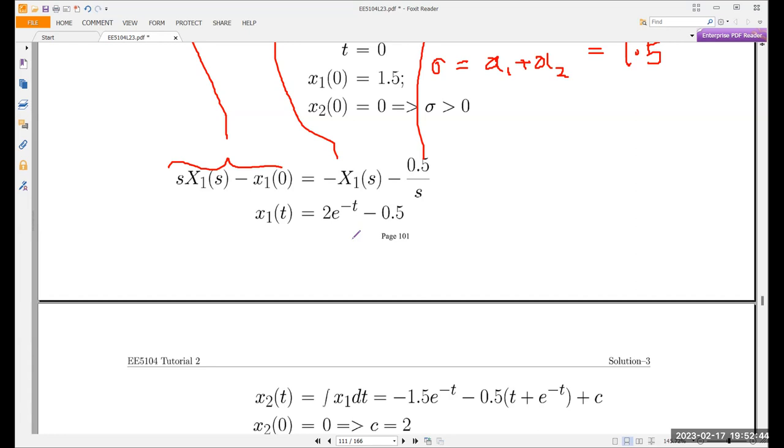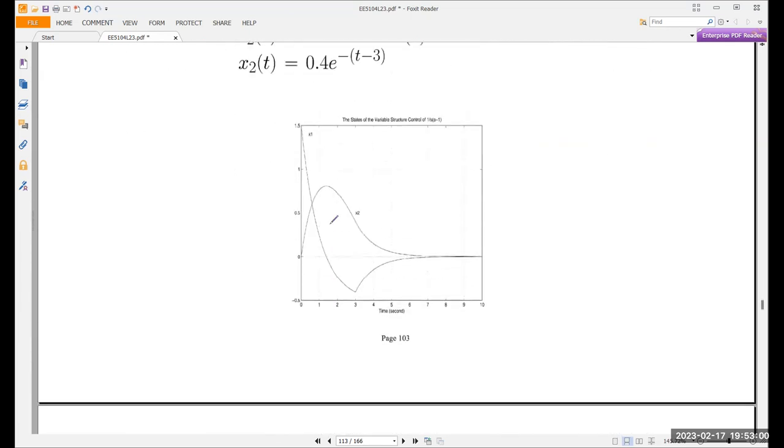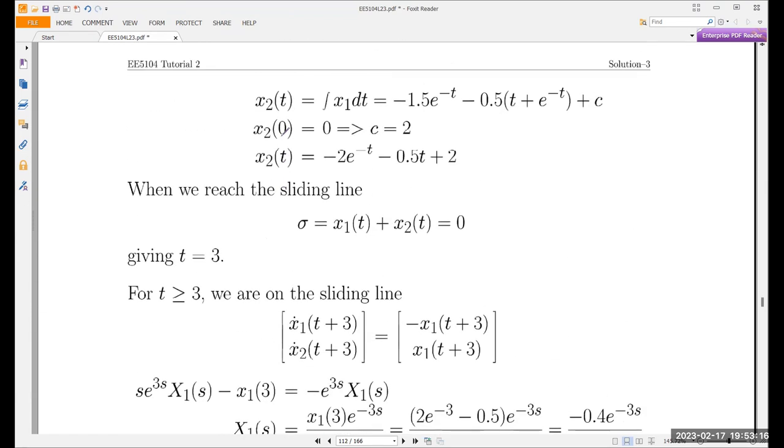Then once you have this, you can draw. So let t equal to 0, you'll find what is x1, t equal to 1, what is x1, t equal to 2, what is x1, t equal to 3, what is x1. If you do that, you get this answer here. When t equal to 0 it is 1.5, then t equal to 1, t equal to 2, t equal to 3, you just draw this curve. Okay? Using this equation here.